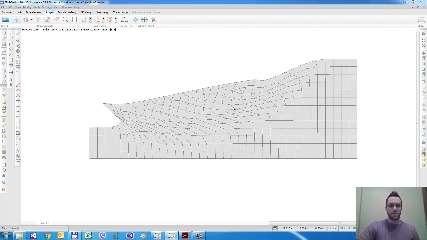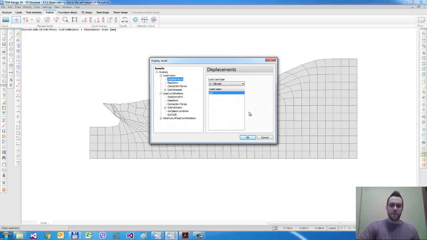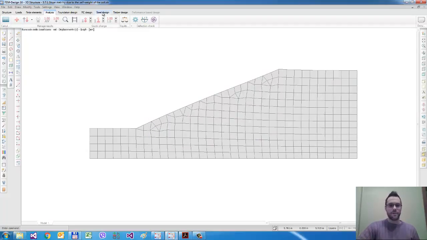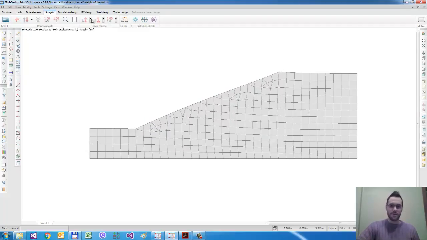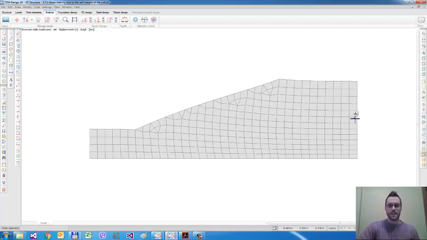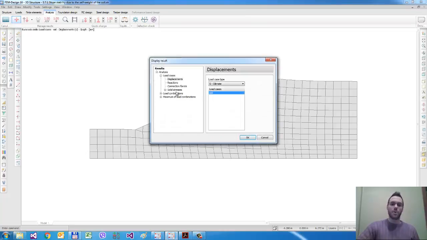So I run a nonlinear soil calculation. First of all, let's check the linear results according to the self weight. You can see here the linear displacement field according to its self weight. But for slope stability analysis, it's not an accurate way to calculate it; it should be calculated in a nonlinear way.